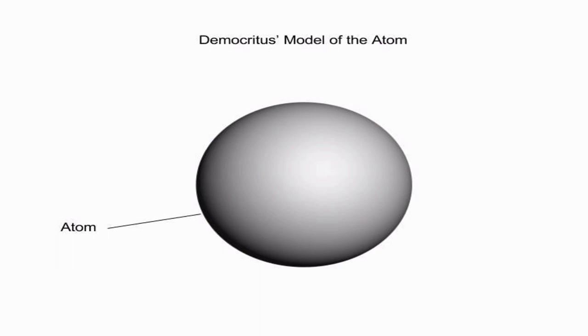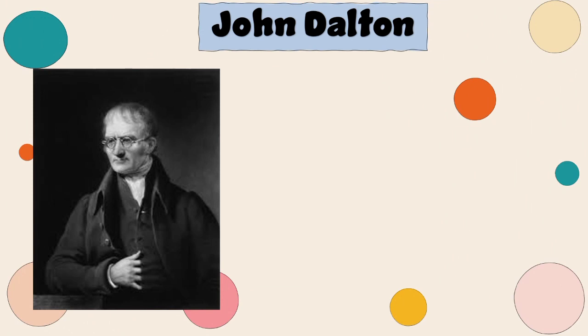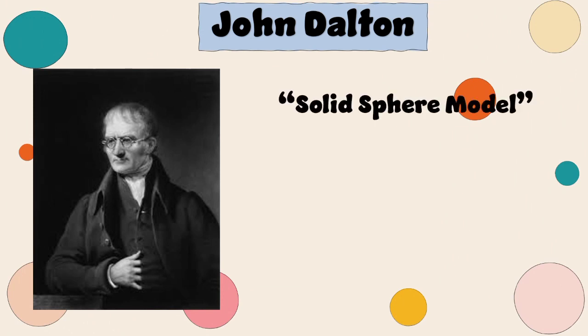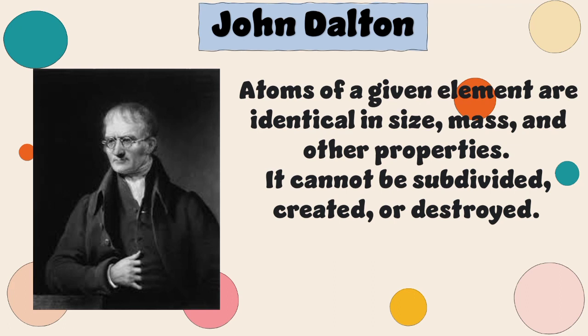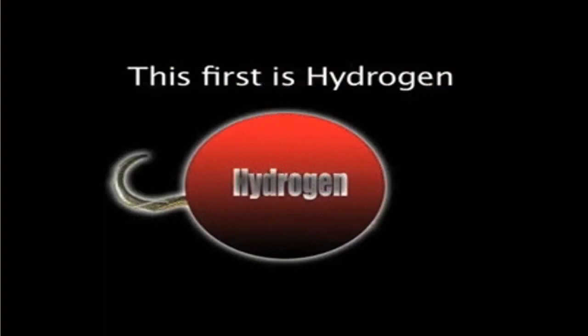The next one is John Dalton. Dalton's atomic theory was known as the solid sphere model. According to him, all matter is composed of extremely small particles called atoms. Atoms of a given element are identical in size, mass, and other properties. They cannot be subdivided, created, or destroyed according to John Dalton. This theory helped explain how different chemicals mix together and what makes them different, just like this one.